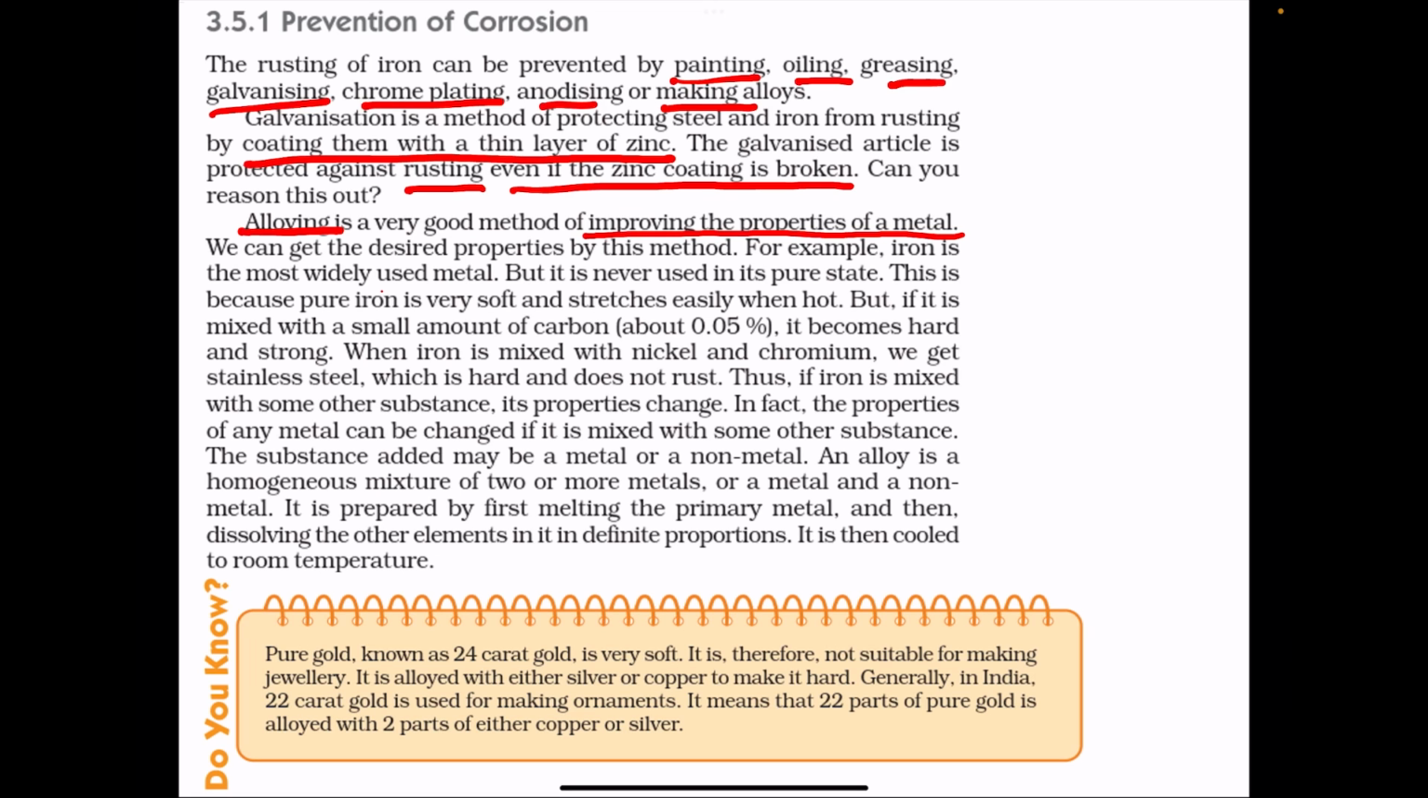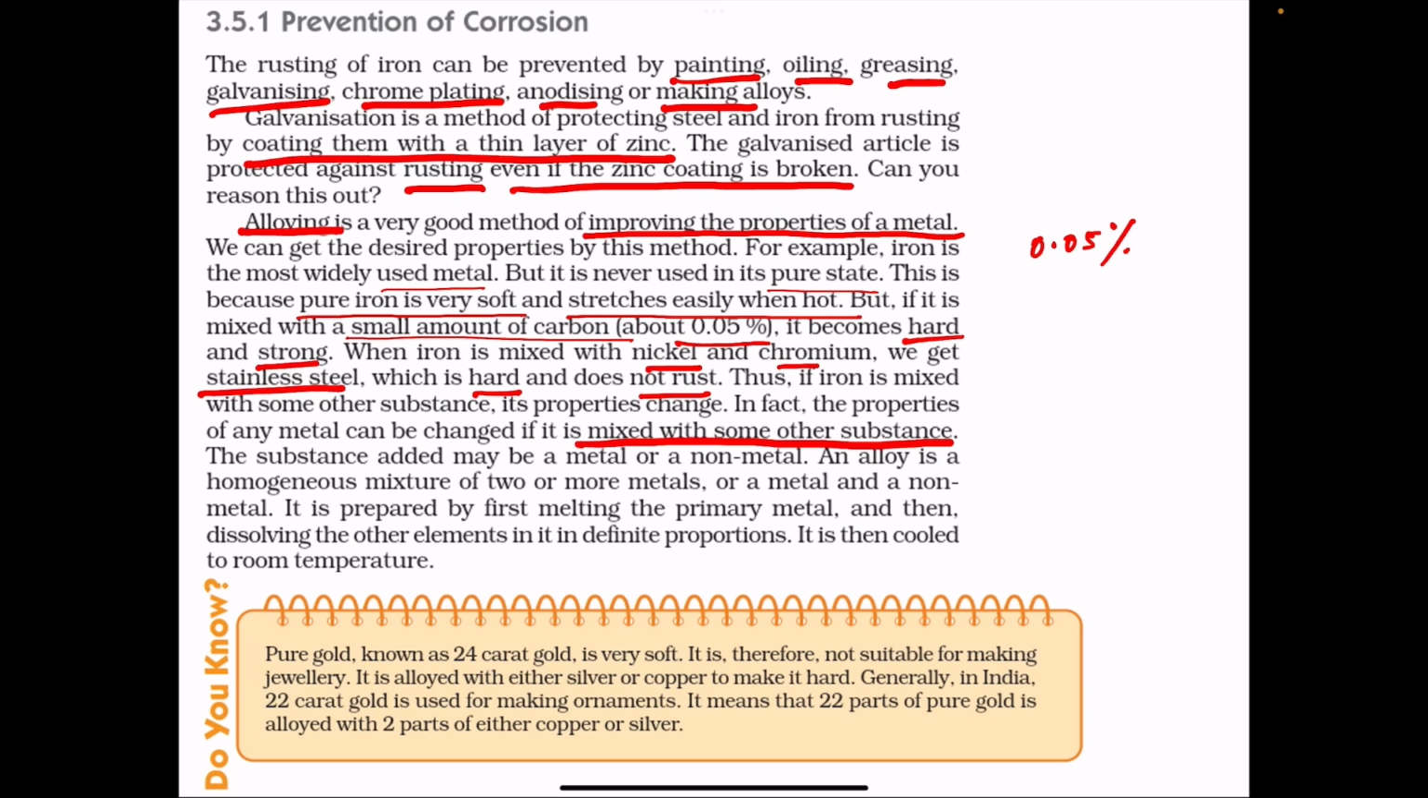Another method of improving the properties of a metal is alloying. We can get the desired properties by this method. For example, iron is the most widely used metal, but it is never used in pure state. What is the reason? Because pure iron is very soft and stretches easily when hot. But if it is mixed with a small amount of carbon, only 0.05%, it becomes hard and strong. In the same way, when iron is mixed with nickel and chromium, you get stainless steel, which is again hard and does not rust.